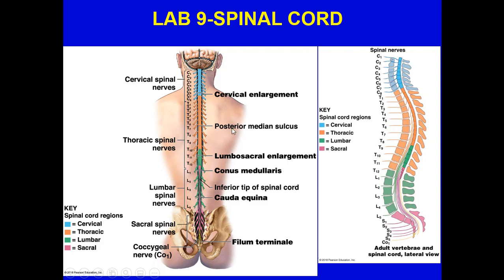Okay? So we have the posterior median sulcus right here, and the inferior tip of the spinal cord's right there, and then we have the cauda equina. All right? And you'll notice also the curvatures. Here's what I wanted you to get earlier. See, as we end up getting down to the conus medullaris, you see all these nerves still coming out. Now, this is the conus medullaris, all of these finer nerves that will come out in all of these areas. Okay?